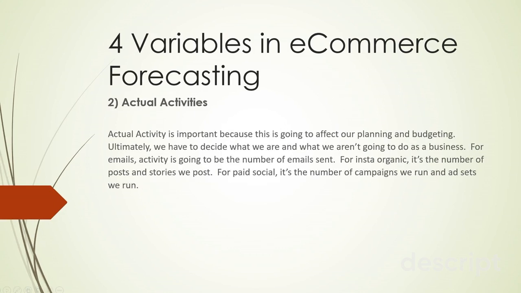Actual activities is really important because it's going to affect our planning and budgeting. Ultimately, we have to decide what we are or are not going to do as a business. So for emails, activity is going to be the number of emails we send. For Insta organic, it's the number of posts or stories that we post. For paid social, it's the number of campaigns or ad sets that we run.